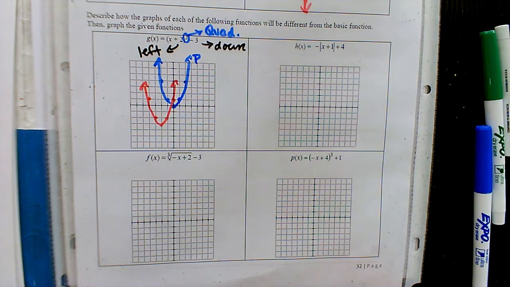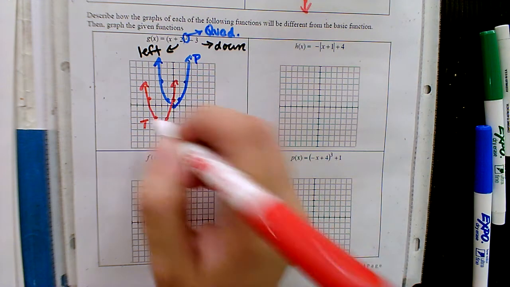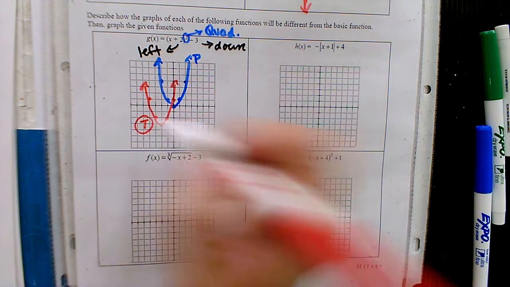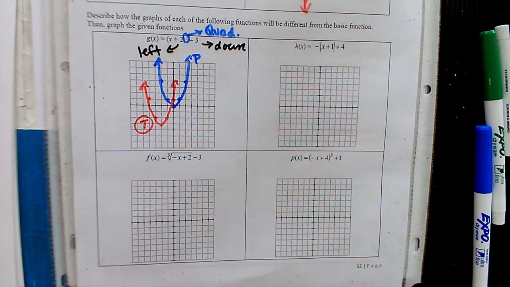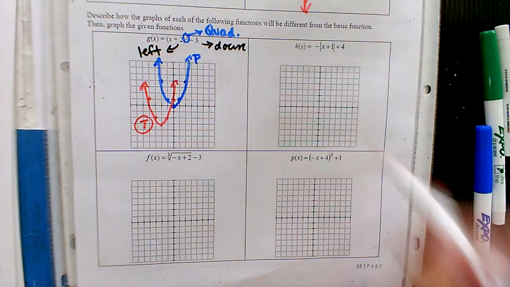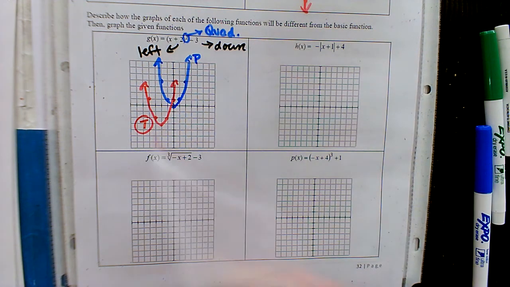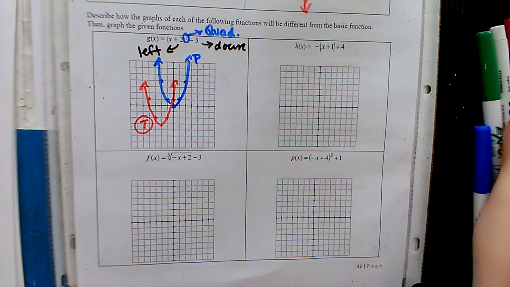This was our translation graph, so we'll label it T, and it's our final one, so we'll circle it. If you want to erase the parent graph, you can, which will just leave you with the final one anyway. But some of you like to see those changes. So square root, quadratic, absolute value, it doesn't matter. These transformations act the same way for any function that you have.